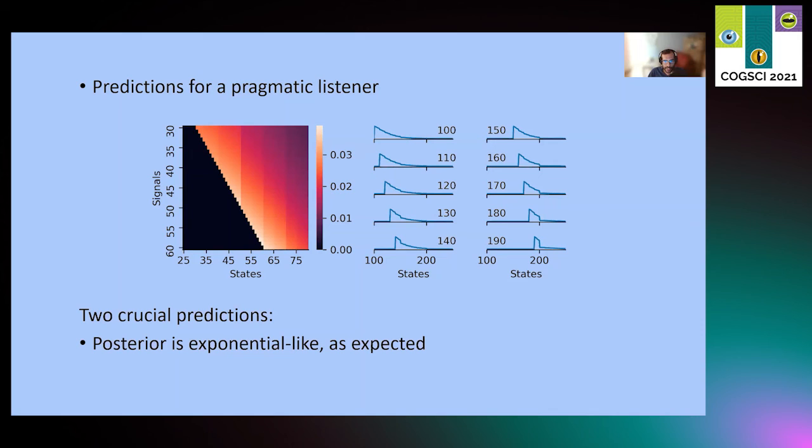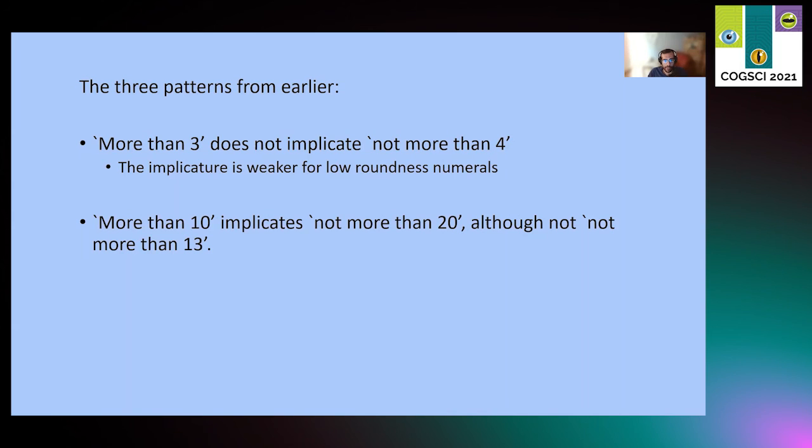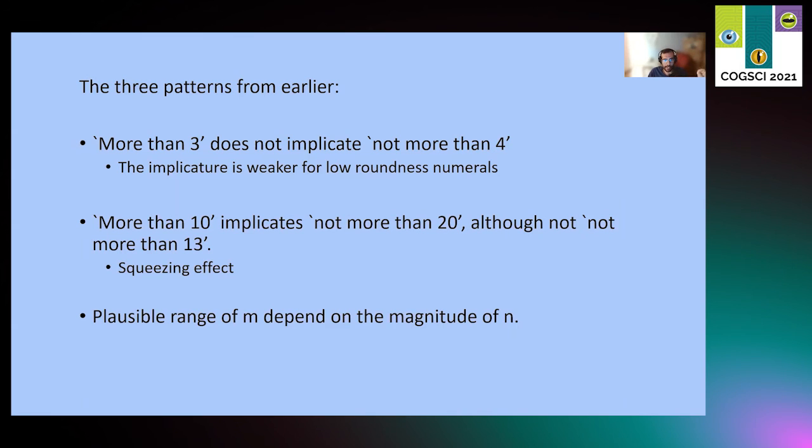So the two crucial predictions that are explained by the model correspond to what we see in the experimental data. The posterior is exponential-like, and you get the squeezing effect as a function of roundness. Okay, so the 3 patterns from earlier: more than 3 does not implicate not more than 4. The implicature is weaker for low roundness numerals, so that's what we see from the model. More than 10 implicates not more than 20, although not more than 13. So again, the squeezing effect.